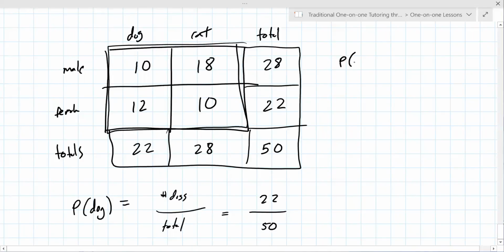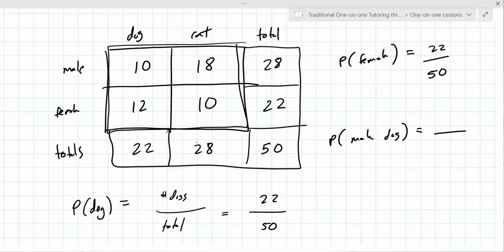What's the probability of being female? It's 22 out of 50. Perfect. Okay, what's the probability that you're a male dog? 28 over 50. There are 28 male dogs in this chart. You said there's 28 male dogs, but there's only one intersection of the two. So if you're a dog and you're male, that's this number right here.